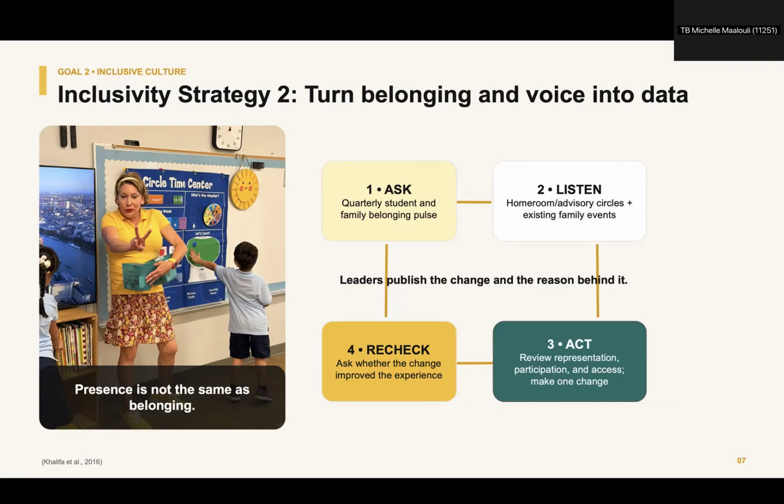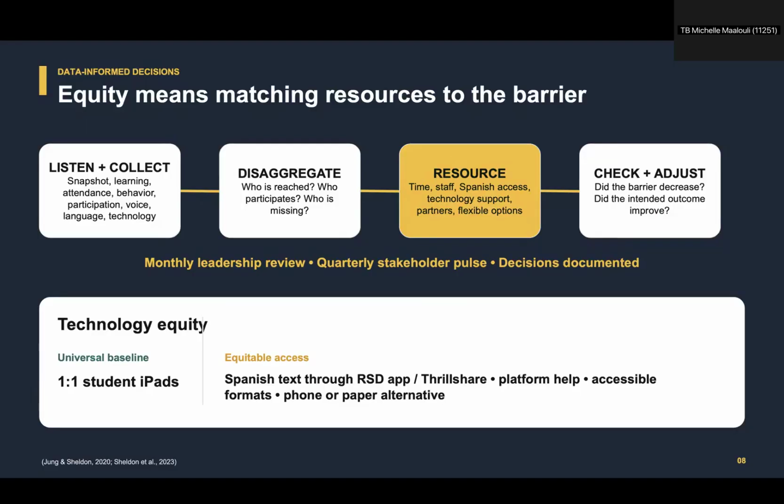And the leadership team will identify at least one visible response, explain why it was selected, and then determine whether it has improved the experience. To make these strategies equitable, we also need a clear process for deciding where resources should go. So equity means matching resources to the barrier. Our community snapshot gives us a starting point, but we need a repeatable decision cycle.